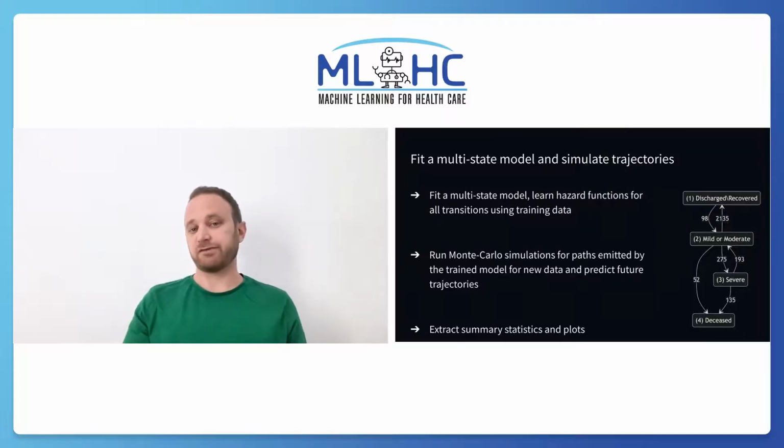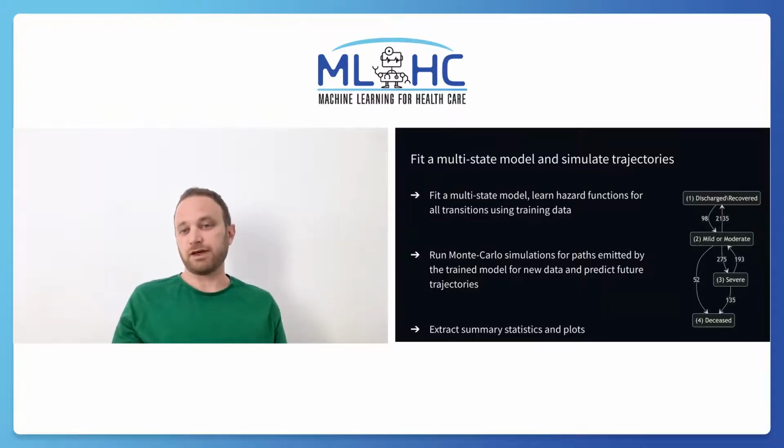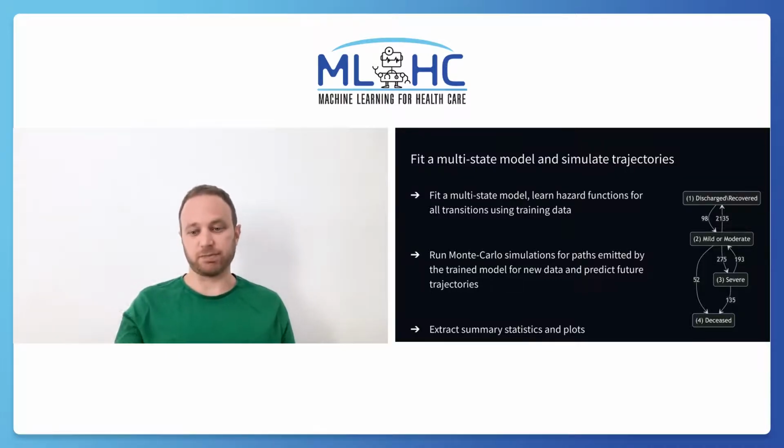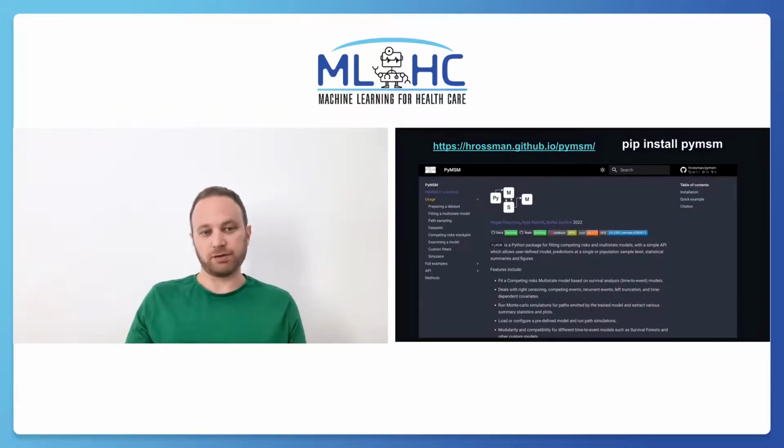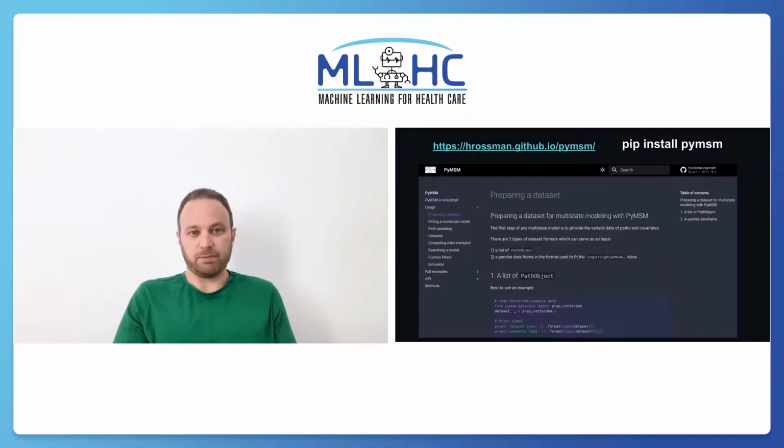Once we do that and we have a fitted model from the training data, we can run Monte Carlo simulations for all of the patients or for one patient and take all the paths that are emitted by the model and return various statistics and plots, of course. This is all packaged up in a new Python package, which is easily installable. Pip install PyMSM. You can see the link above.